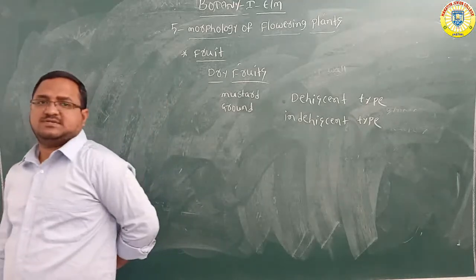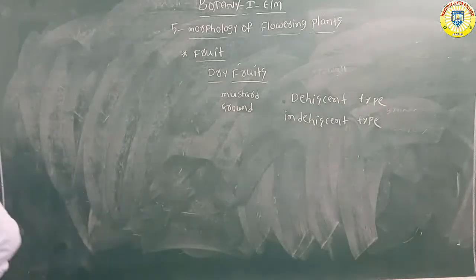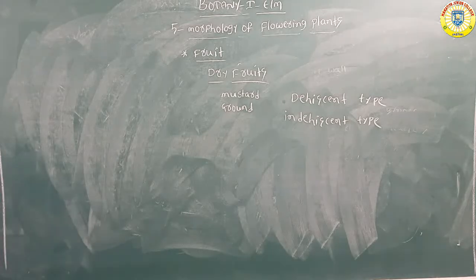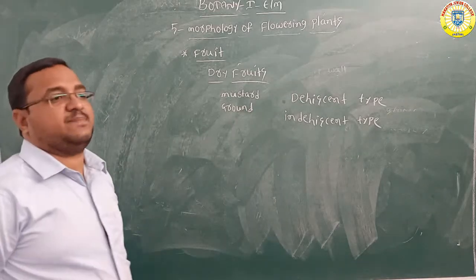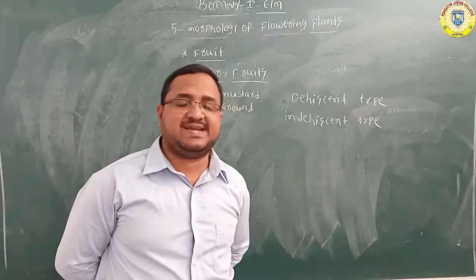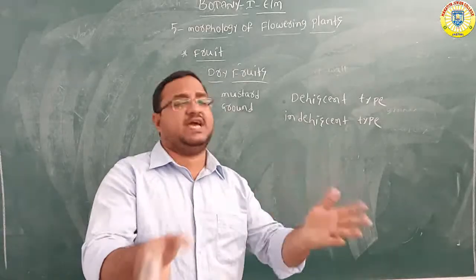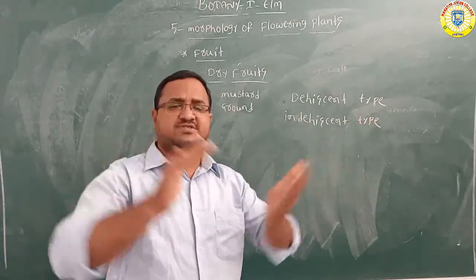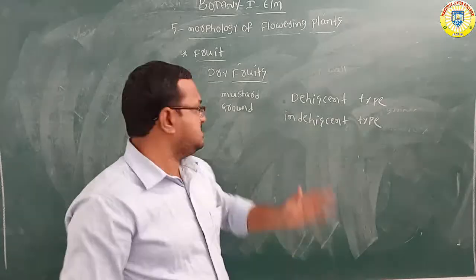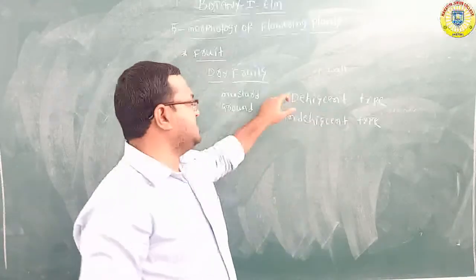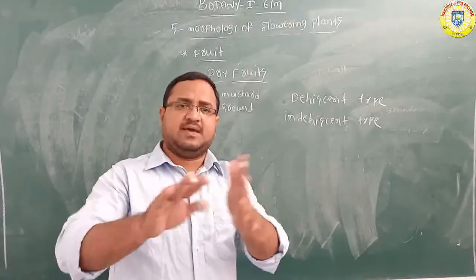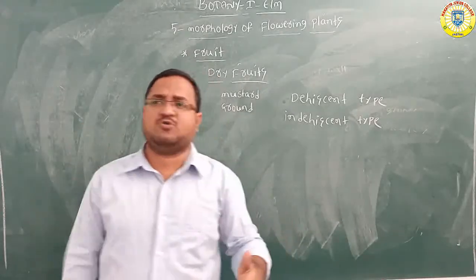So based on these properties, here you can see 2 types: dehiscent type and indehiscent type. In the indehiscent type, seeds are liberated after degeneration of the pericarp. Pericarp degenerates, means it is destroyed. After the degeneration of the pericarp, the fruit layer, the seeds are dispersed. That is the indehiscent type. Whereas in the dehiscent type, the pericarp may break up and seeds are released outside.